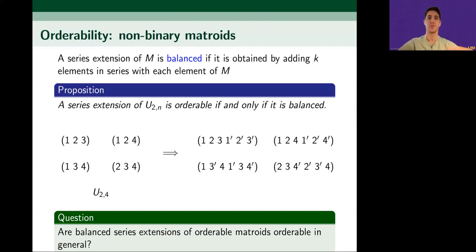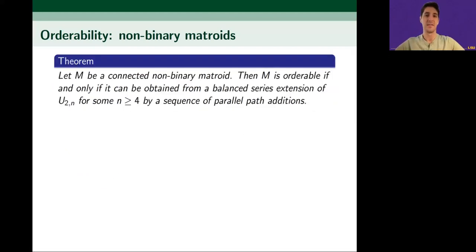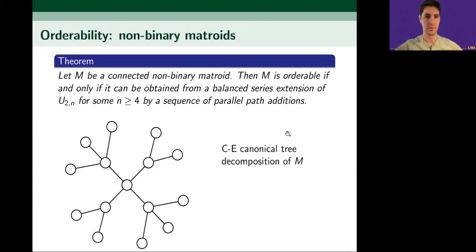Okay, so we have balanced series extensions of U2N. We have parallel path additions that you can do. So for this class of non-binary matroids, we're going to have to include all of these things. And it turns out that that's everything. So for a connected non-binary matroid, because we can restrict to connected components, you're orderable if and only if you're obtained from a balanced series extension of U2N by a sequence of parallel path additions. And I will give you an idea of the proof here.